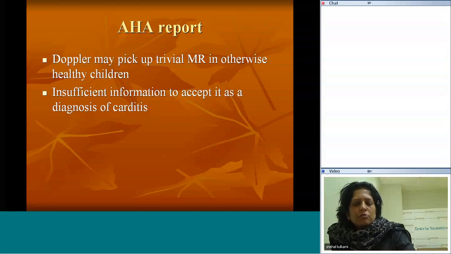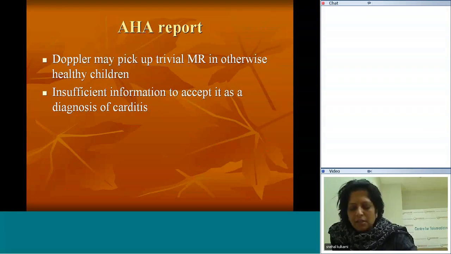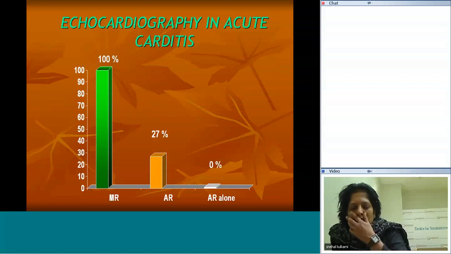presence of carditis. So recently, the American Heart Association gave a report. It says that Dopplers may pick up trivial mitral regurgitation in otherwise healthy children also. And therefore, there is insufficient information at this stage to accept it as a major criterion for diagnosis of carditis. So, as I said, there is a lot of debate going on, and there are pluses and minuses.